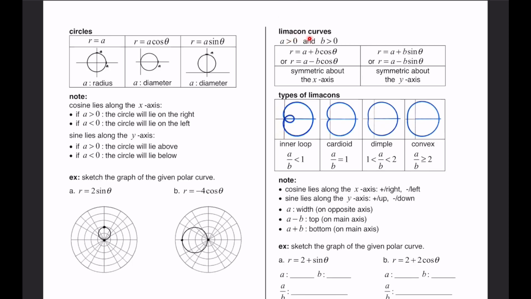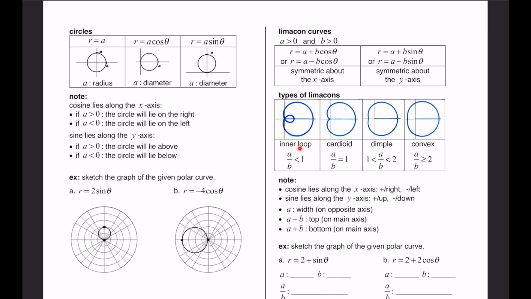Next, we're going to graph limacon curves. The equations are in the form of r equals a plus b cosine theta, r equals a plus b sine theta, or there could be a negative in between. If the equation has cosine in it, then the graph will be symmetric about the x-axis. If the equation has sine in it, the graph will be symmetric about the y-axis. There are 4 types of limacons. You can have an inner loop, cardioid, dimple, or convex.